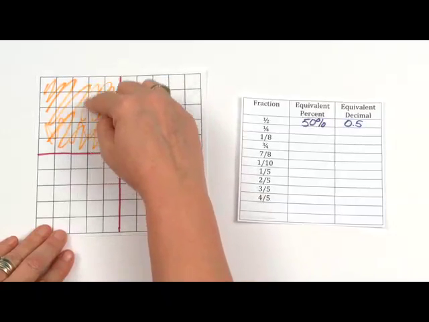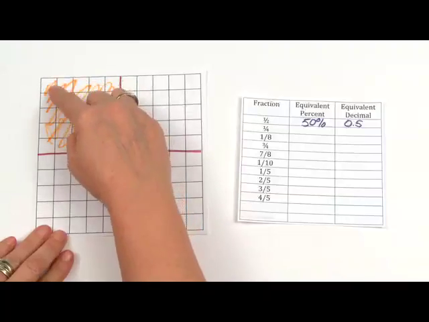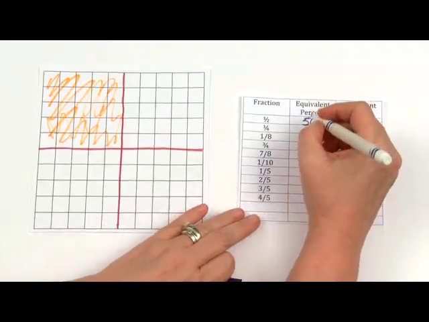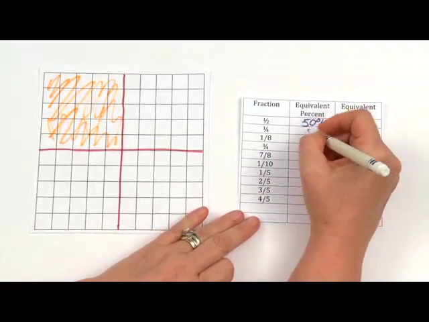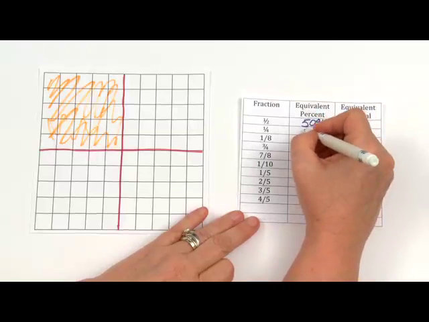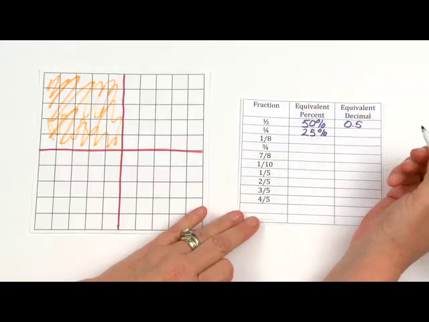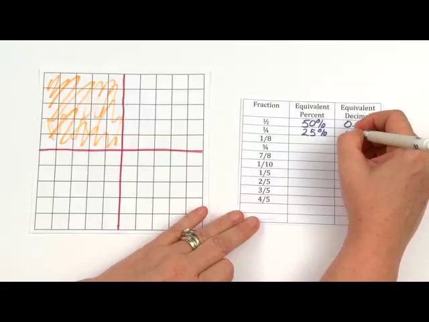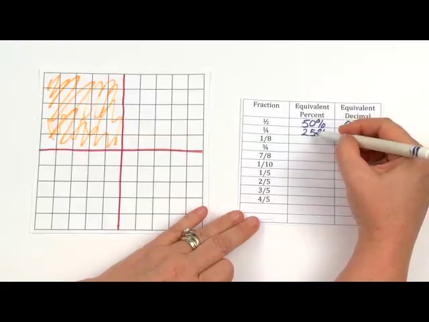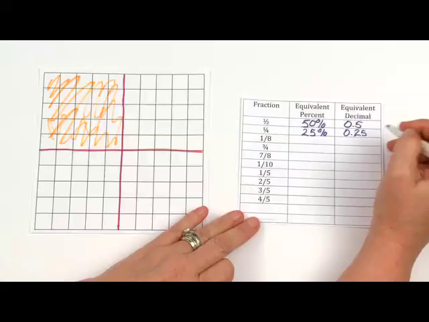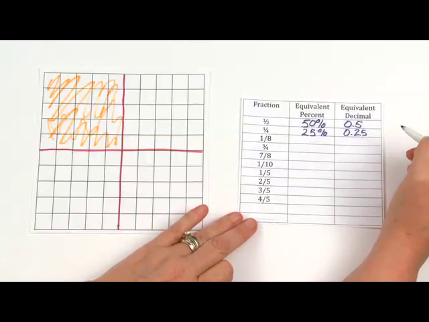We've got 5, 10, 15, 20, 25. And we know that from using money that 25 is 1/4 of $1 or 100 cents. So that'll be 25%. And we know that the decimal equivalent for that will be, just like this is half of 50, half of 5/10. So that will be 2/10 and 5/100, or 25/100.